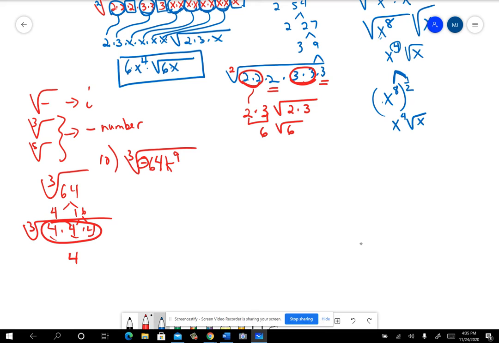So if you throw a negative inside there, what really happens is this can be negative 4 times negative 4 times negative 4. And that means the cube root would be a negative 4. You don't get an i, you get a negative number. So it turns out that the cube root of negative 64 would be negative 4. And then you've got all these k's.